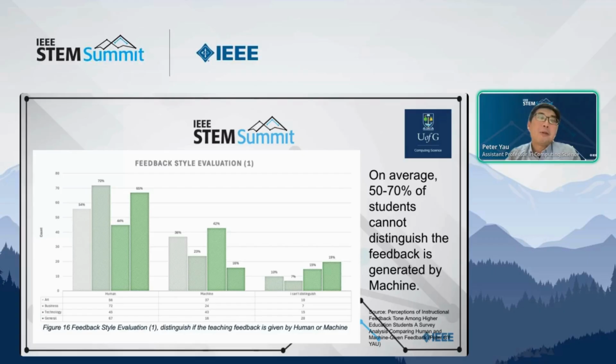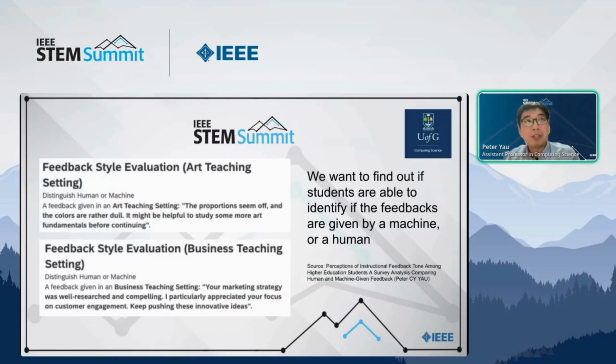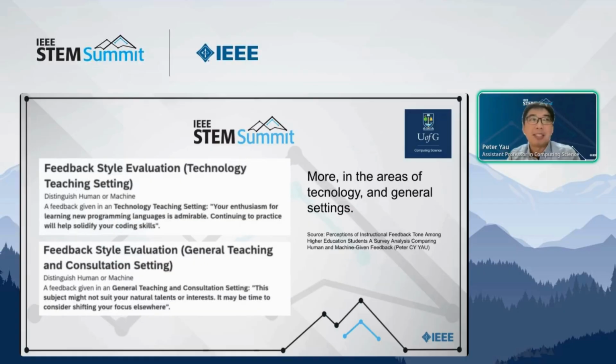Quite surprisingly, on average, 50 to 70% of the students cannot distinguish the feedback generated by the machine, because I can tell you, all the feedback here, no matter whether the art teaching setting, business teaching setting, or technology, is all generated by a machine. None of them are generated by a human.